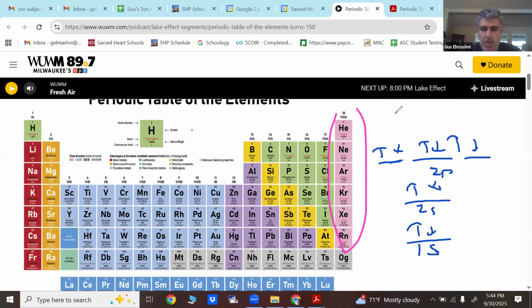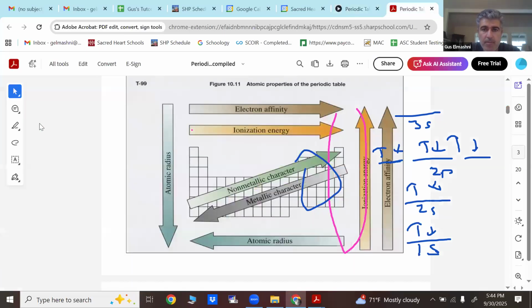Let's look at sodium. Sodium's like, I don't really need that extra electron, because if I get rid of it, I'm now a stable gas. So those ionization energies are low on the far left. They're very low because it doesn't require much energy. These are high. So ionization energy will increase as you go to the right. It works in tandem with electron affinity.